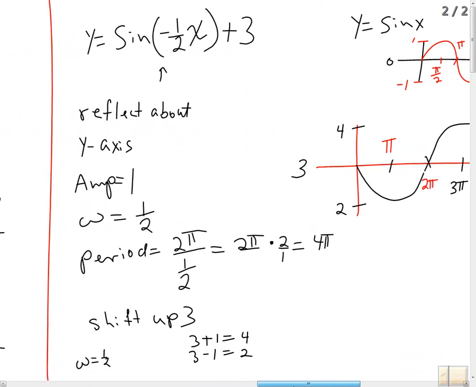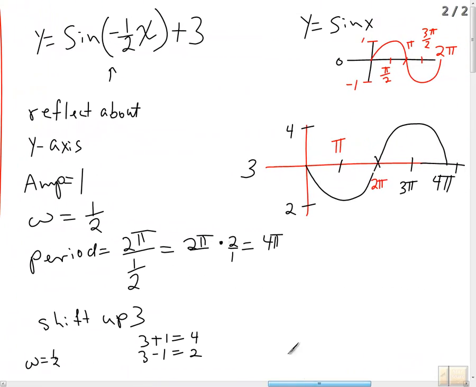Now for the next one, y equals sine of -1/2 x plus 3. Again, we start with our parent graph, and we have 1 and -1, pi over 2, pi, 3 pi over 2, and 2 pi for our increments. Our amplitude is 1. This negative here causes the graph to reflect about the y-axis.